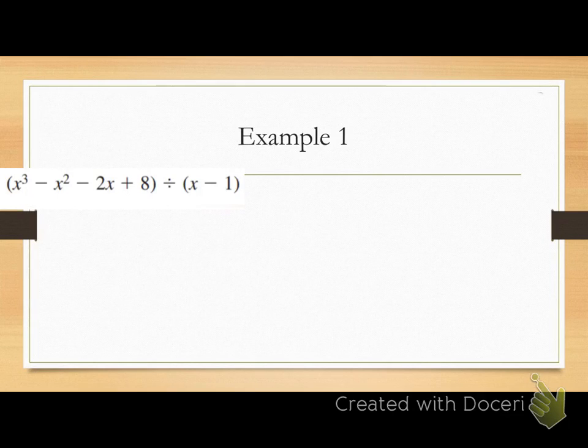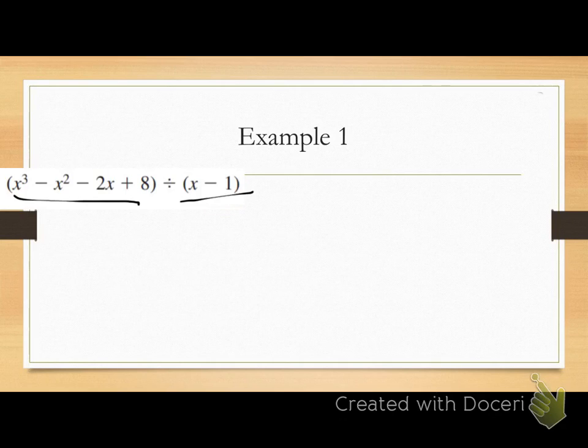So this looks similar to my first problem on my bell work. Which one is my dividend? Which polynomial? The dividend is inside, right? Yep. So that would be the x cubed minus x squared. Yep, the first one, right? So the first polynomial would be my dividend. So what does that make my divisor? X minus 1.